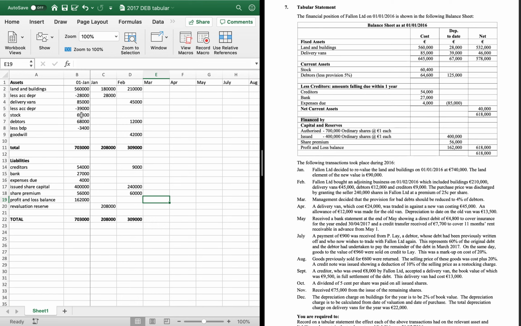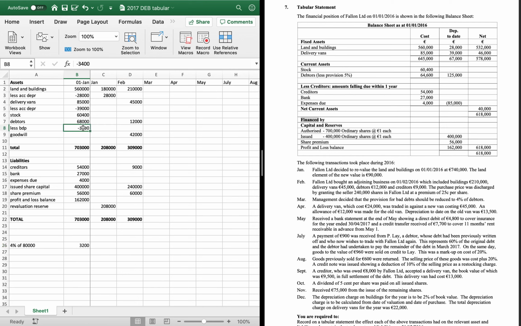So we look to our debtors. Debtors are 68 plus 12, so that's 80,000. And we're going to have a new bad debt provision of 4% of debtors, so 4% of 80,000. Just do it down here. So 4% of 80,000 is 3,200. So that's what our total bad debt provision has to be.